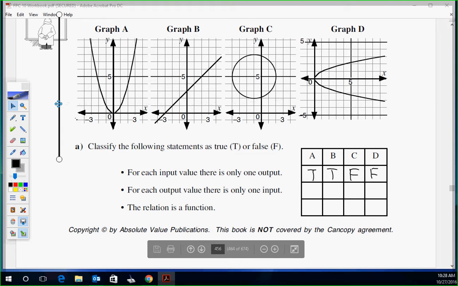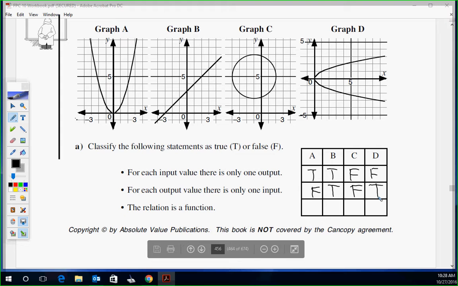Okay. For each output, there's only one input. So how does that change my vertical line test? Instead of vertical, it's going to be horizontal, right? So we're looking this way. So this one is, for each output, there's only one input. That's false here. How about here? That'd be true. We're okay there. False. Good. True. This is a sideways parabola. Easy, easy.